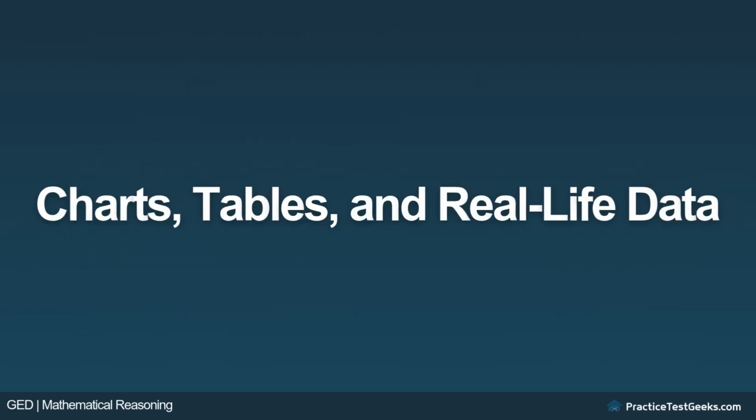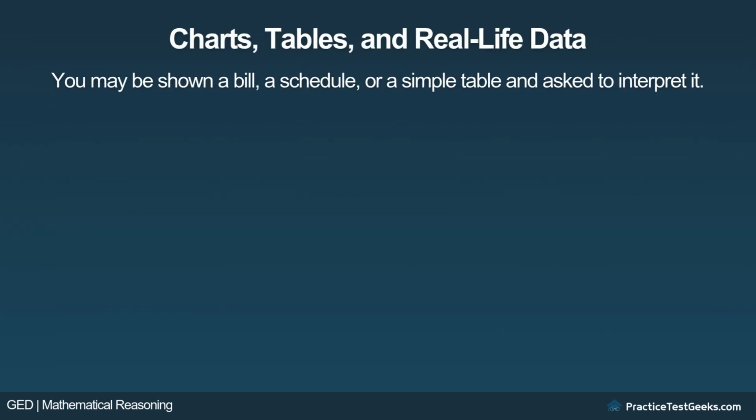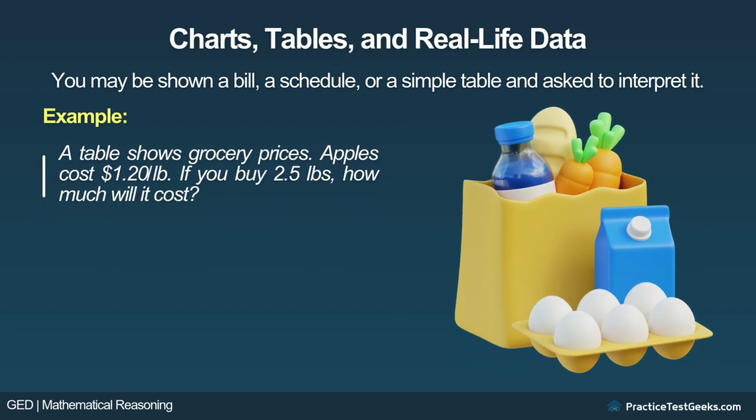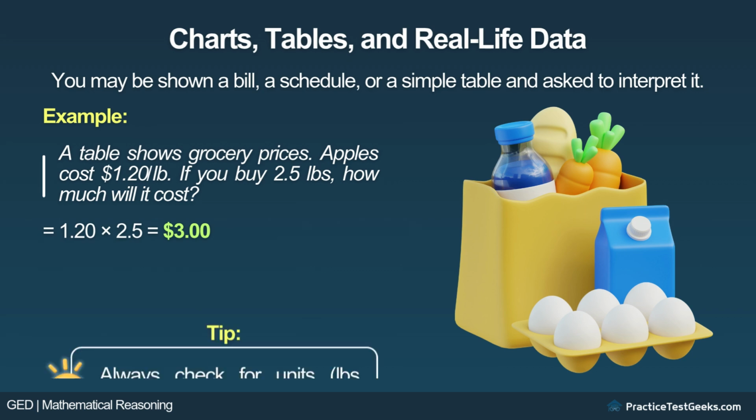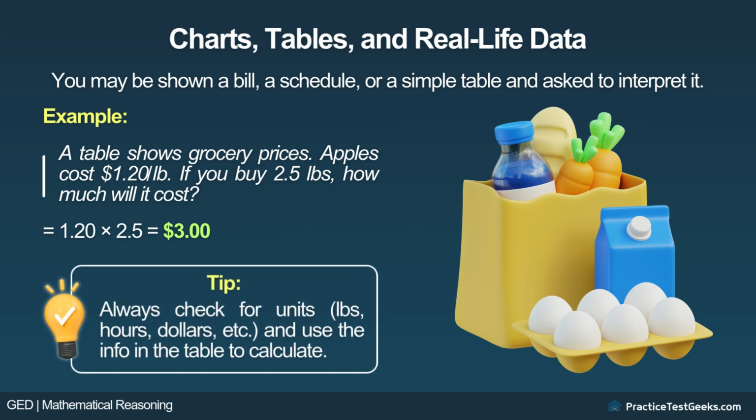On the GED, you might see a bill, schedule, receipt, or table, and be asked to read and calculate based on the information provided. Example: grocery table. A table shows grocery prices. Apples cost $1.20 per pound. You buy 2.5 pounds. How much will it cost? Multiply. 1.20 times 2.5 equals $3. Always check for units, pounds, hours, dollars, etc., and use the info in the table to calculate.